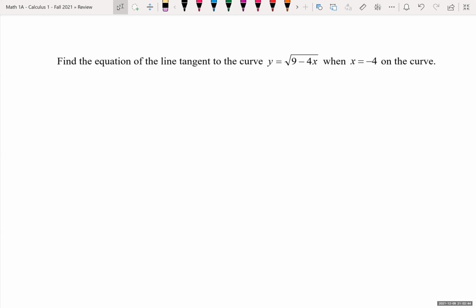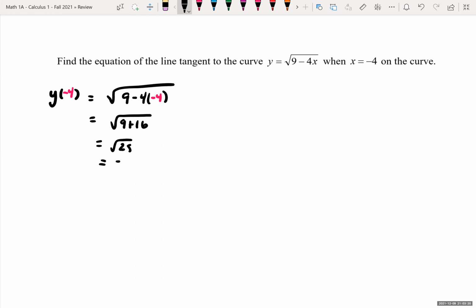So there's two things that we need when we're trying to find the equation of a line. We need the slope and we need a point. So we have the x value of our point, and we can find the y value by plugging in -4 wherever we see an x in that function. So y of -4 is equal to the square root of 9 minus 4 times -4. So this is equal to the square root of 9 plus 16, which is the square root of 25, which is 5. So we know we have a point on the tangent line, which is (-4, 5).